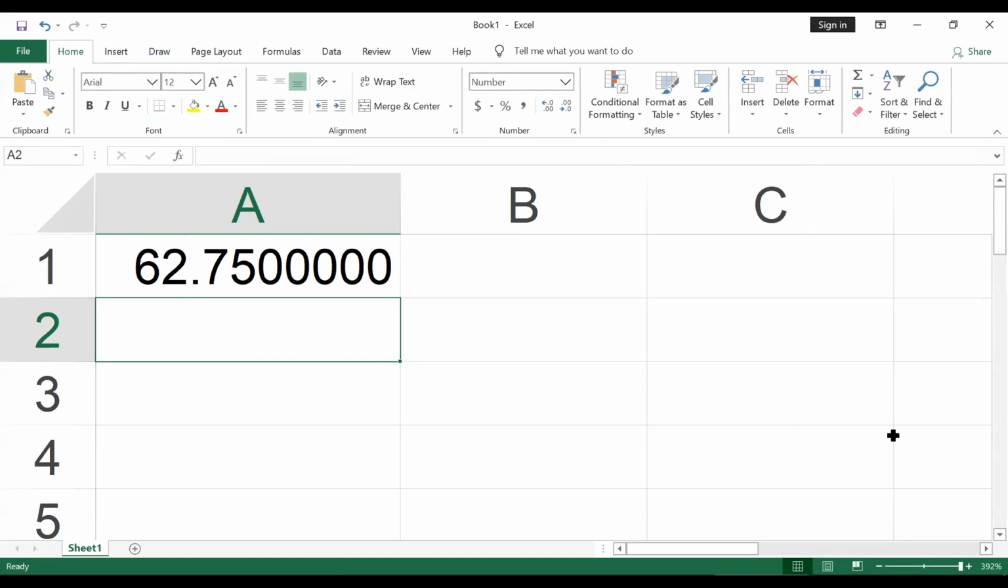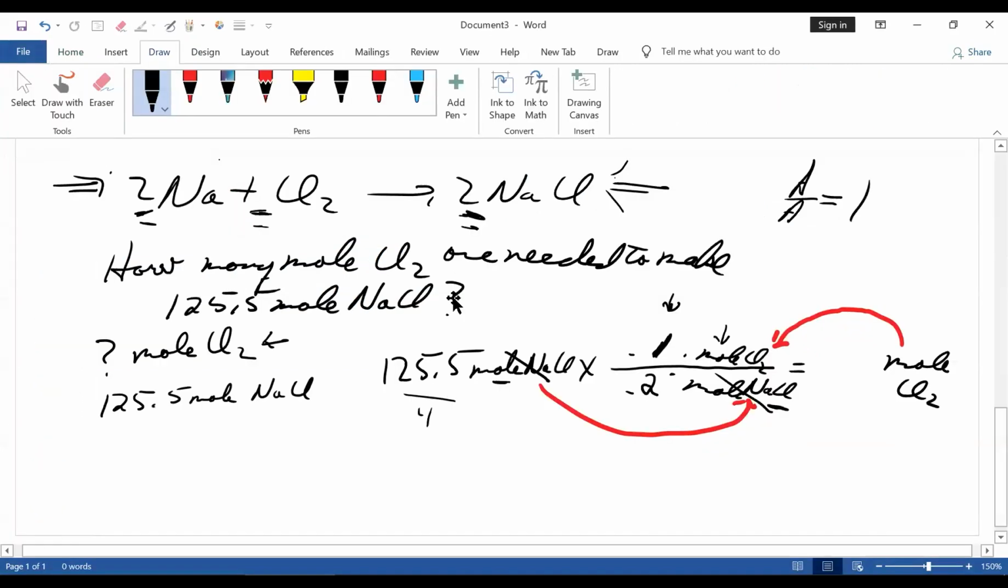It's twice in a row I have you round off. And the correct answer would be, to 4 significant figures, 62.75 moles, and that's your answer.